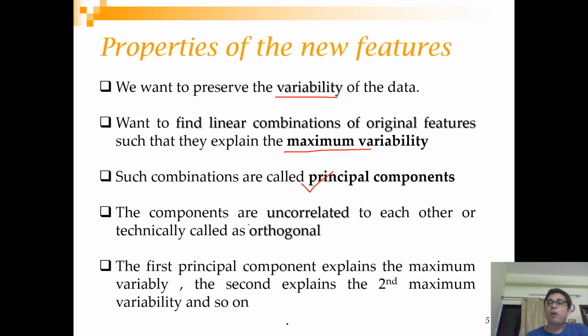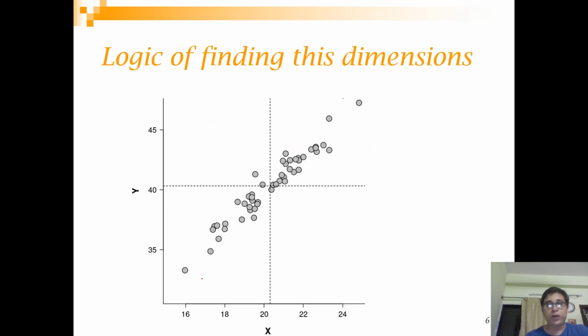One property of the components is that they are uncorrelated to each other, which is technically called orthogonal. And one important property is that these components have an order involved. So the first principal component explains the maximum variability, the second explains the next highest, and so on and so forth. Okay, now let's try to understand this with a simple example.